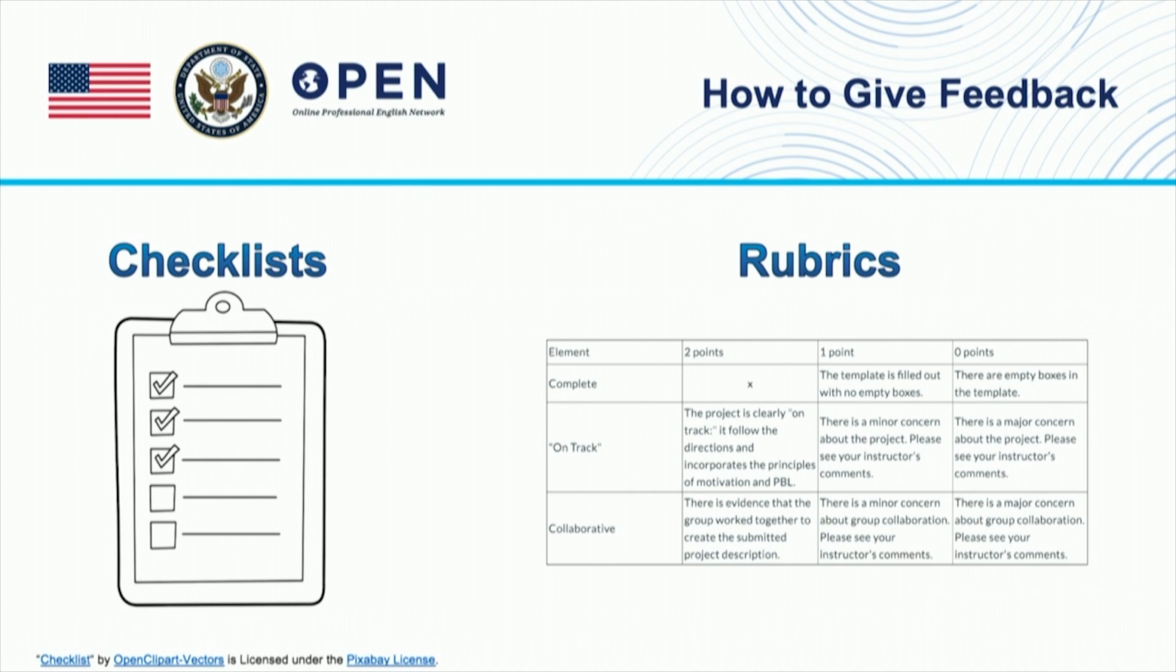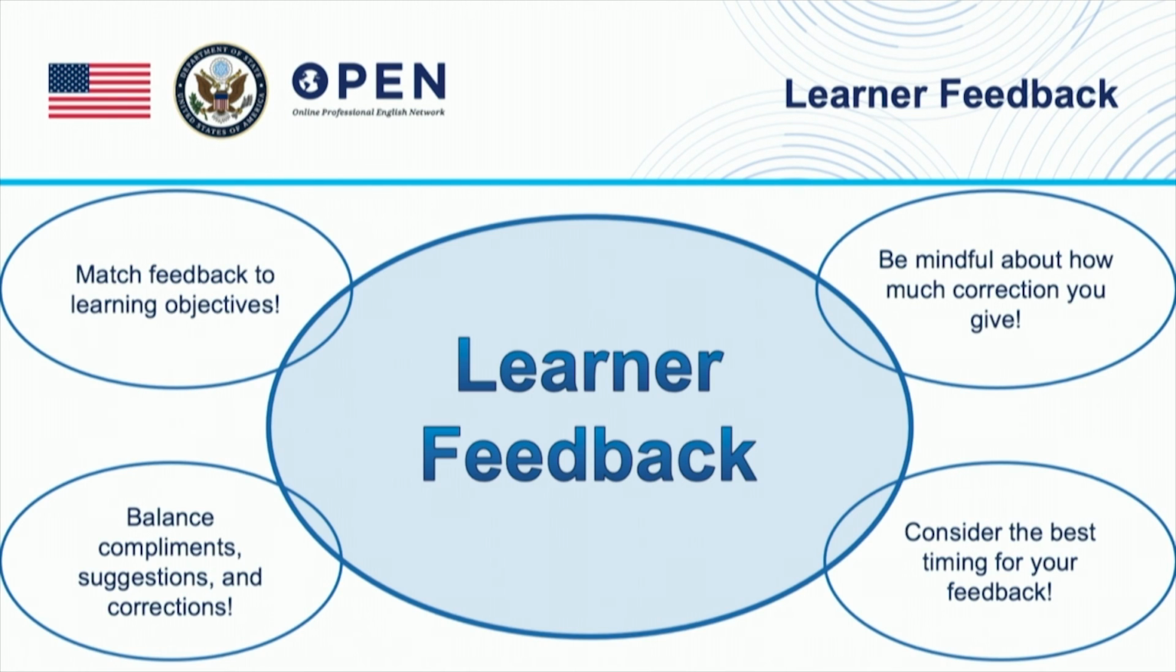Rubrics describe the teacher's expectations for student work and indicate what scores would be given to different levels of work. They are often used for summative assessments, but they are also useful for formative assessments to indicate progress.